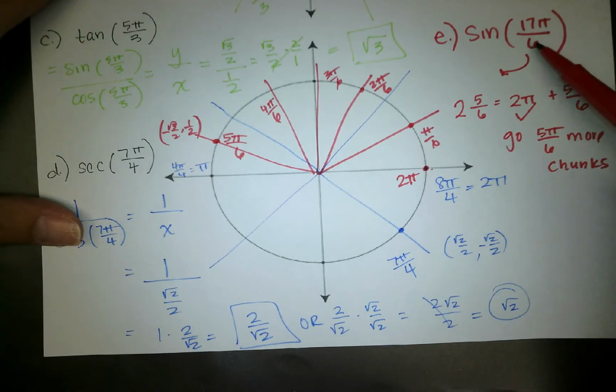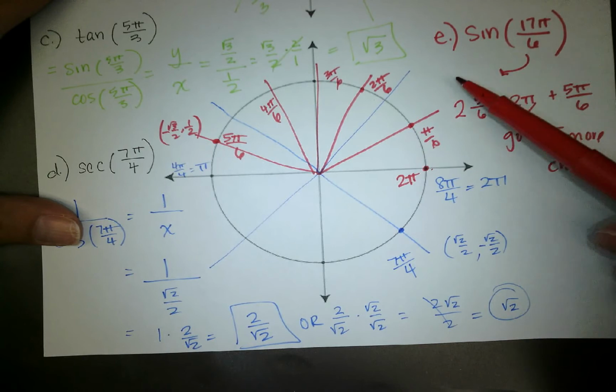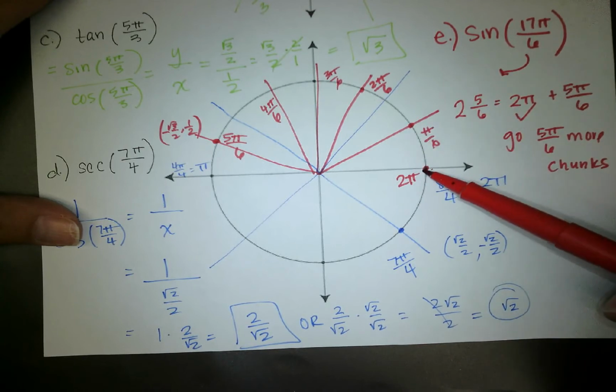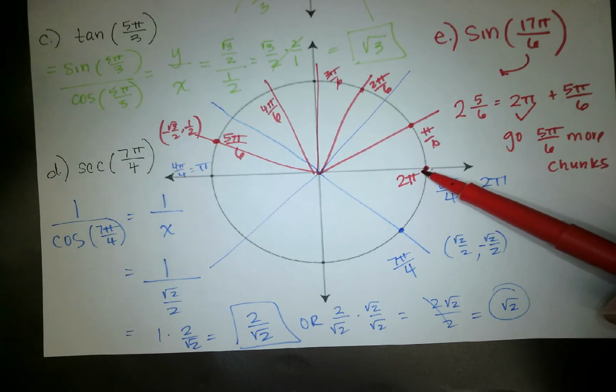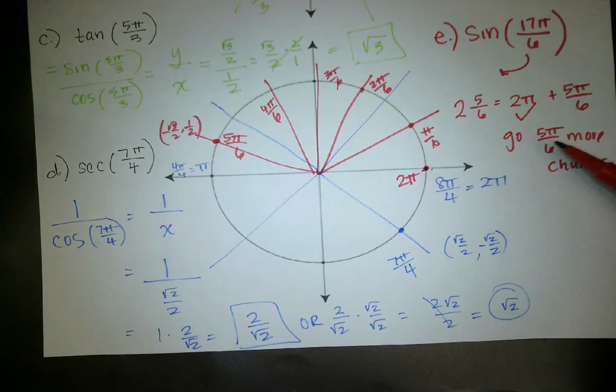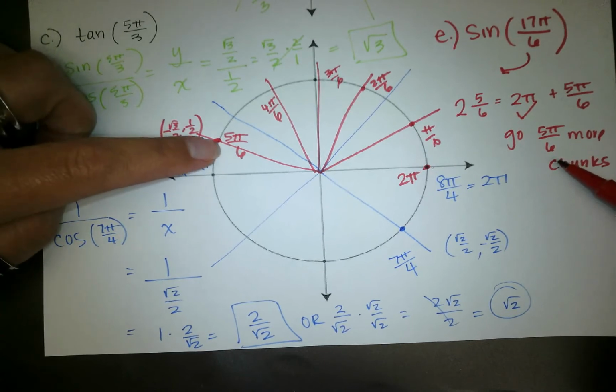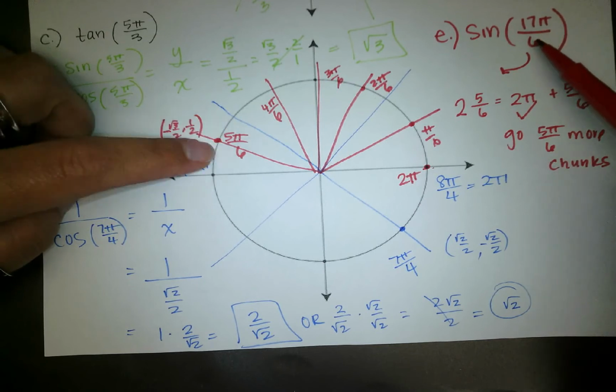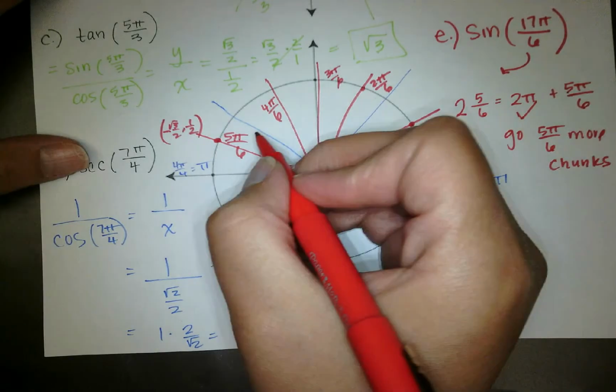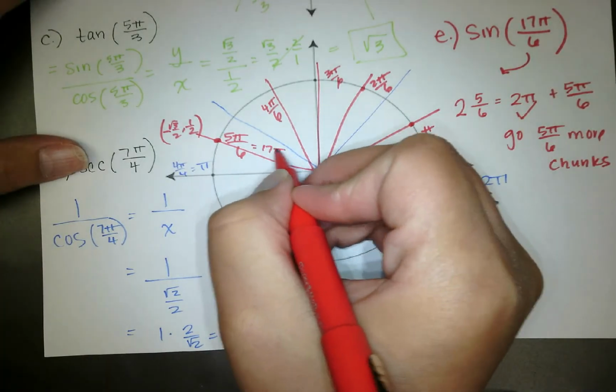17 pi over 6, I made that a mixed number. 2 and 5/6. So that's 2 whole pi's. That lands me there. I've already walked that fast because I know 2 pi is right there. Then I need to go 5 pi over 6 more chunks. So this is where I finally landed after all of that walking. 17 pi over 6 lands there. Okay. I'm going to write that down. 17 pi over 6 is right there.